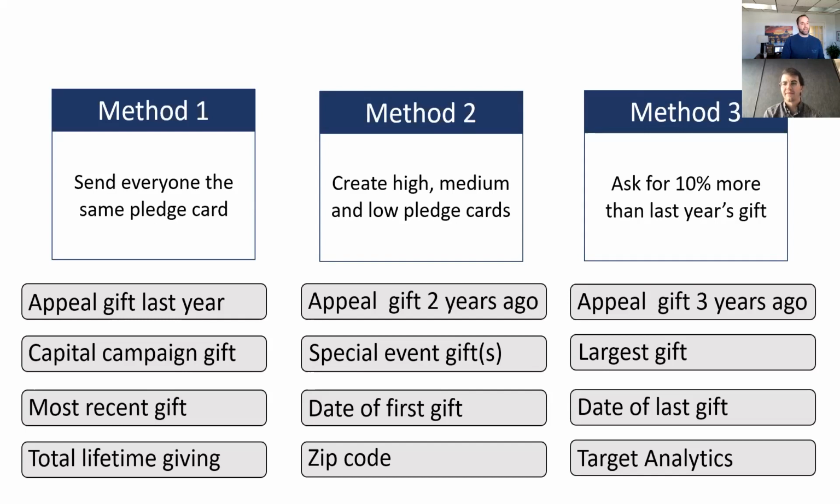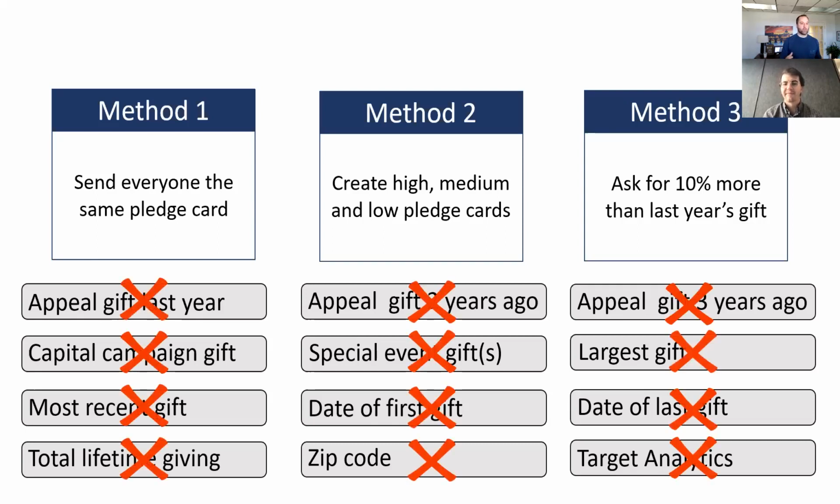Also, 10% is too little of an ask if someone just gave you $50. Going from 50 to 55 is meaningless to your development office, but going from 30,000 to 33,000 might be too much. That might sound greedy if someone just made a big gift. So that's what we found, and none of those approaches really use the data that you have in your system.